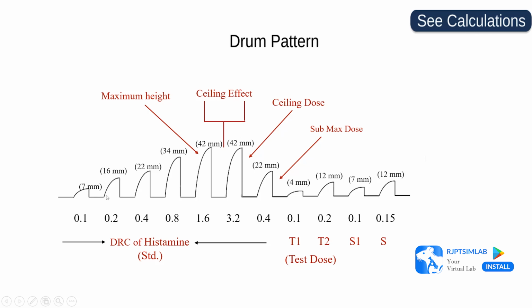We have also written the height that we have measured from the scale here. As we can see, the 0.1 ml has shown a 7 millimeter contraction, and the height of the graph is 7 millimeter. Then 0.2 has shown 16, 0.4 has shown 22, 0.8 has shown 34, and so on. So as we can see, the 1.6 ml concentration of histamine has the highest height of the graph, 42 millimeter. It is the maximum height.